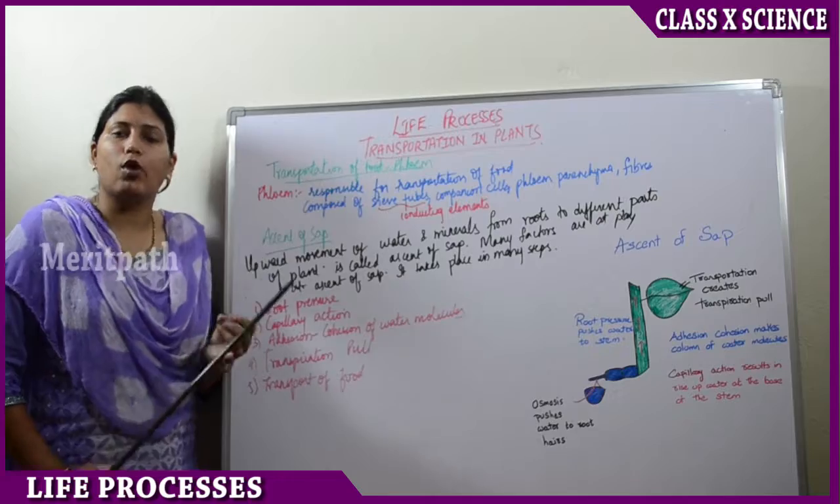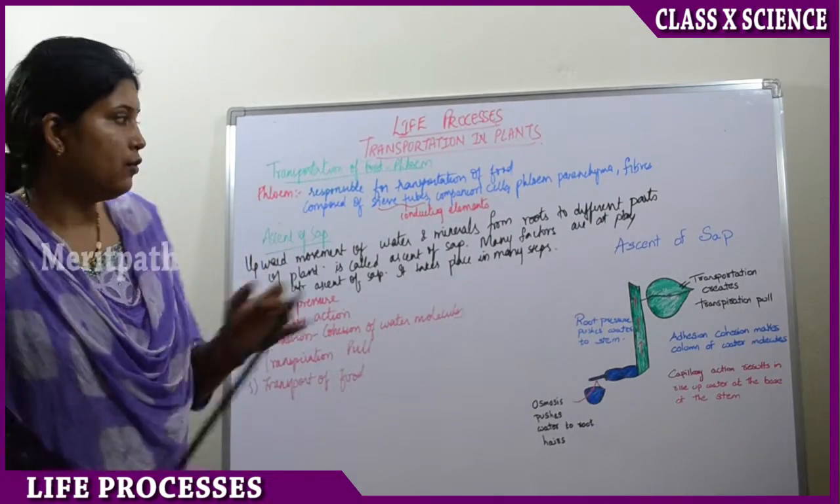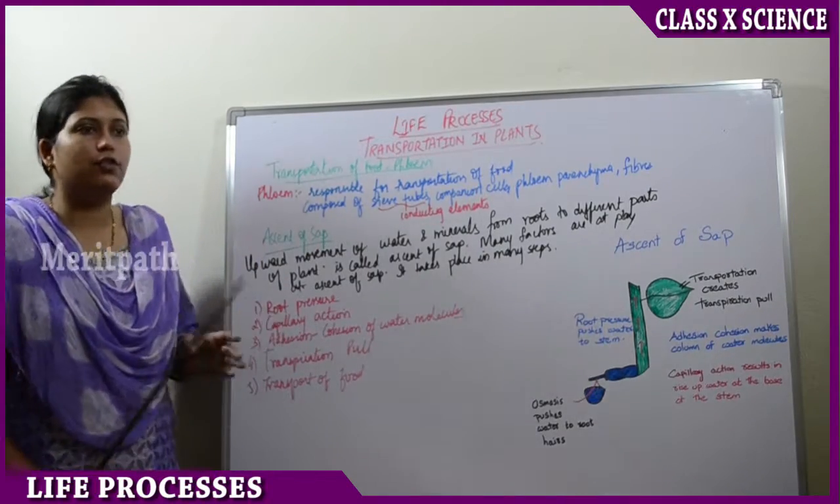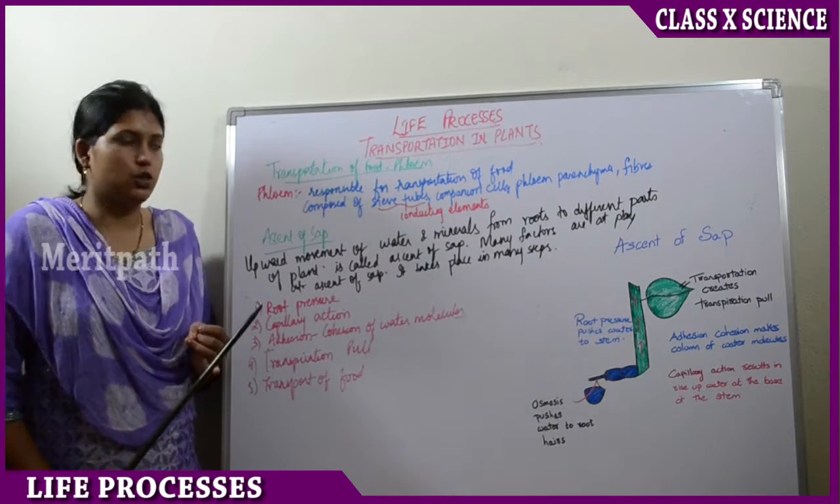Xylem transports water in only one direction, that is vertical direction, but phloem transports food in 2 directions, both vertical as well as the horizontal.